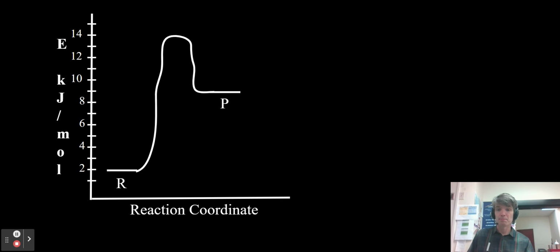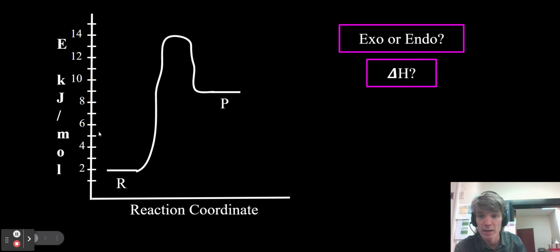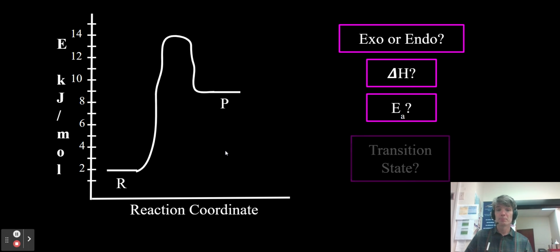All right, what about this one? Is it exo or endo? Well, it's clear that the products have more energy than the reactant, so this is definitely endo. What's the delta H? Well, you can actually calculate this. It's 9 minus 2, so it's 7 kilojoules per mole. What's my activation energy? That's the difference between 2 and 14, so it's 12 kilojoules per mole. And what's the transition state? The transition state is going to be right up here at the top of the peak, at the top of the hill. Okay, right there.